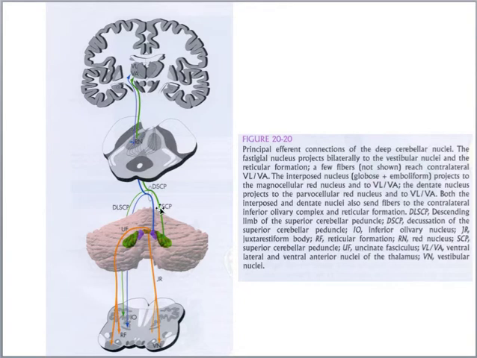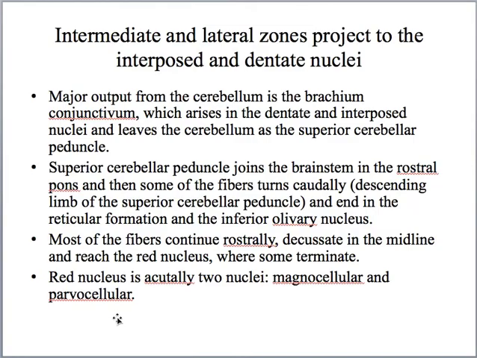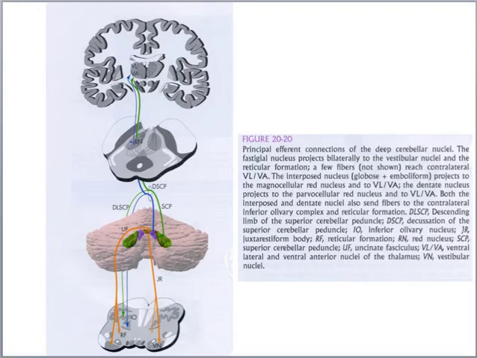So it does cross. Then you also send a descending tract into areas of the medulla. And this descending tract also is going to be contralateral, and this is referred to as your decussation of the descending limb of the superior cerebellar peduncle. But again, it's going to originate from the contralateral side, and it's going to project to areas within the medulla.